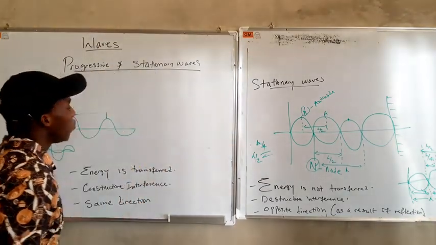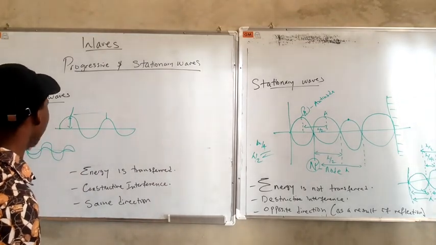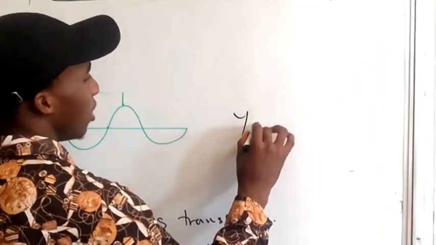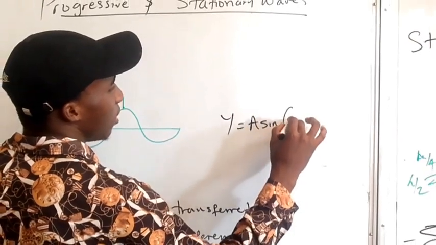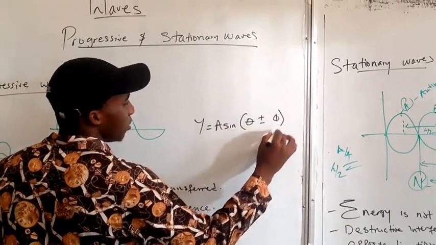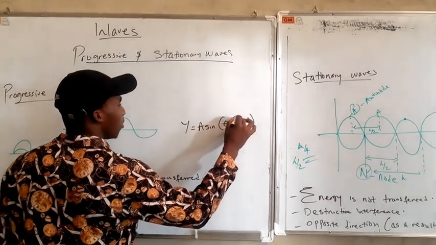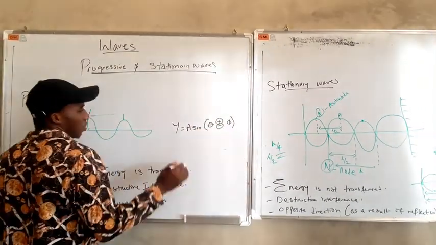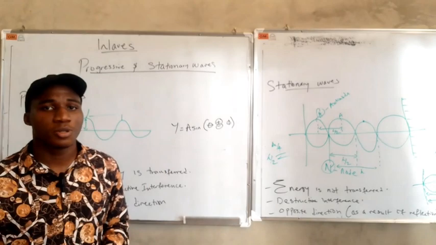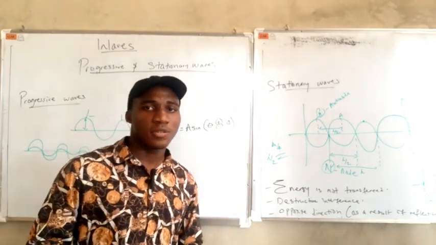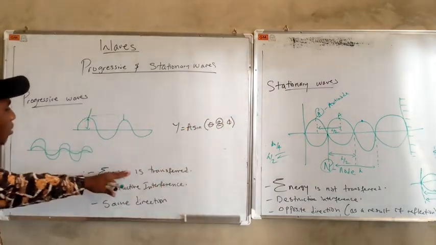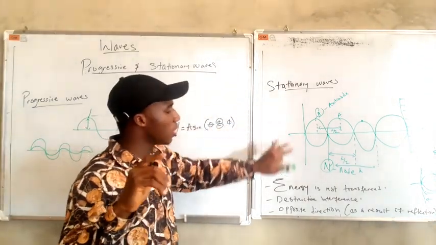Although we use progressive waves more, for the progressive wave equation, don't forget we talked about that in our previous videos, where we said y equals amplitude sine in brackets angular displacement plus or minus phase difference, where we talked about when to use plus and when to use minus. We also derived 4 others. I'll drop the link in the description below, so you can click on that and watch that series if you missed it. With this, I hope you now understand progressive and stationary waves. In progressive waves, energy is transferred. Take note, in stationary waves, energy is not transferred.